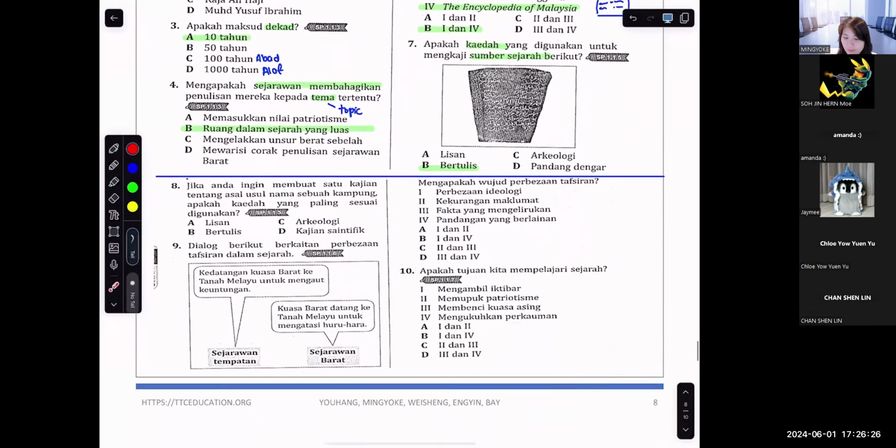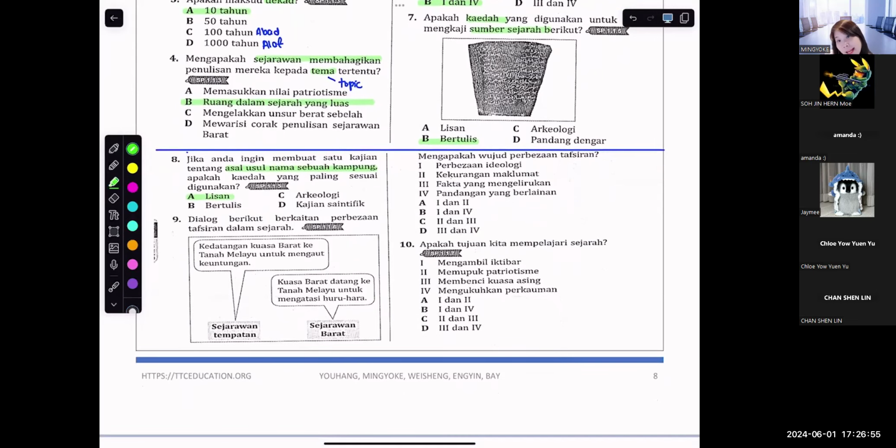Number 8. Okay, we research about the origin of the village. When we research the origin of the village, what can we use to research? You go to the kampong, you ask them. So many people at the kampong there, you ask them. Very good.